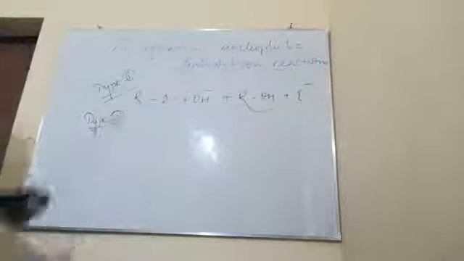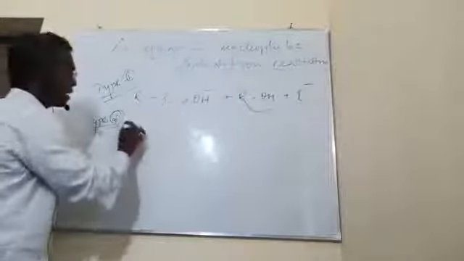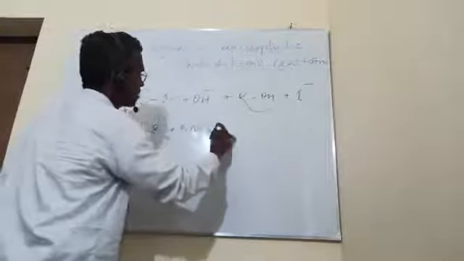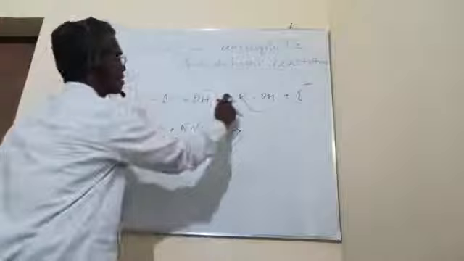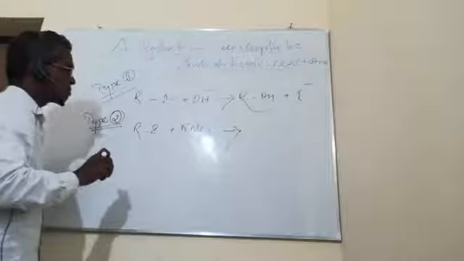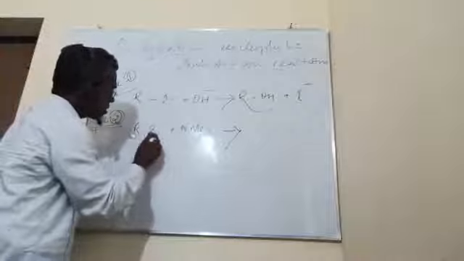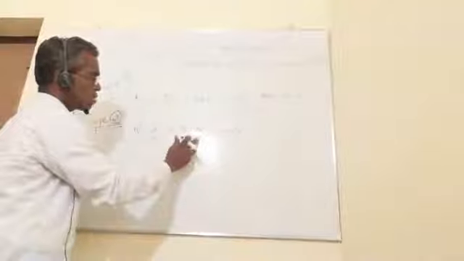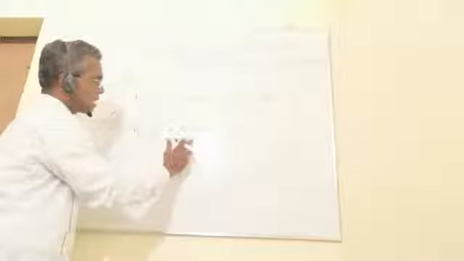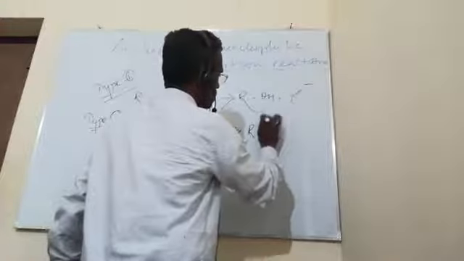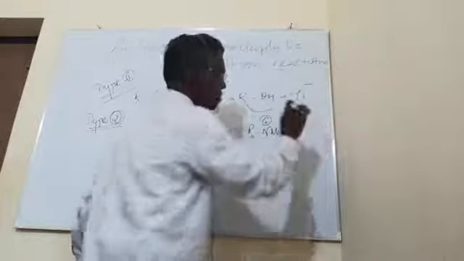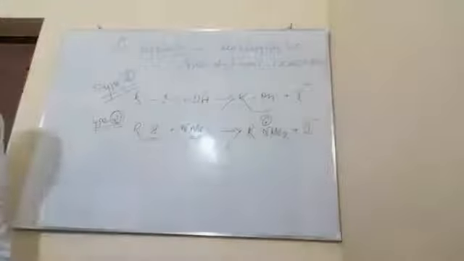In type number 2, we have RI plus NMe3. So this is this symbol. This is neutral and this also neutral. This is neutral, this also neutral. Substrate is neutral, attacking species also neutral. So that the product is RN plus Me3 plus I minus. This is type number 2.